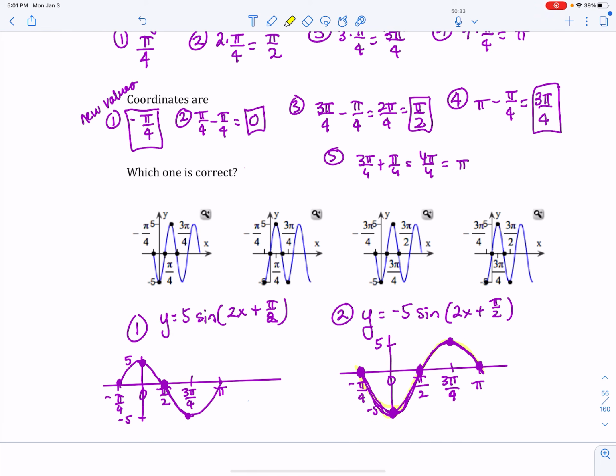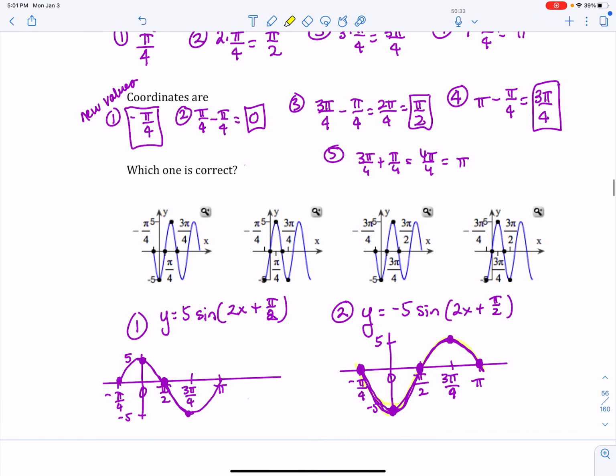Okay, so this is my graph, and now it's asking me which one of these graphs match up. So if I look at the first one, it kind of looks like ours, but not quite. Actually, the first one, it's hard to tell because of the way they have these written out. So let's look. Okay, I think it's A, so we're going to go with that.